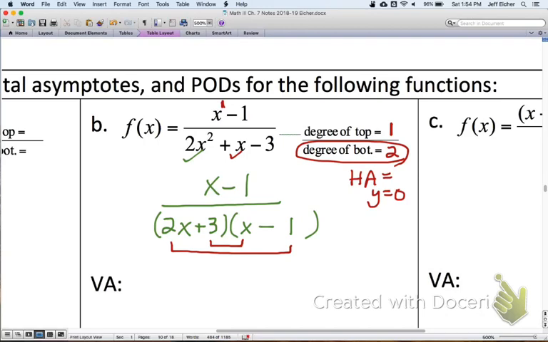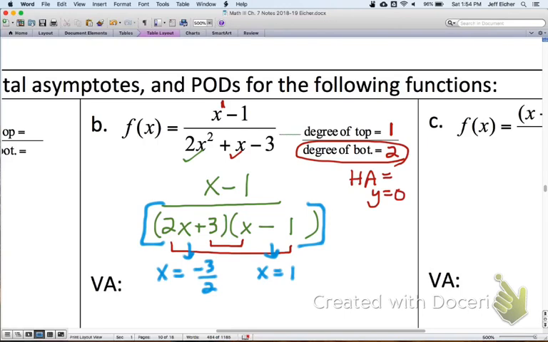So the function's going to approach 0 as it goes to infinity. Again, you look at the denominator for your possible VAs and PODs. This one set equal to 0 would be x equals negative 3 over 2, and this one set equal to 0 would be x equals 1. That's where the function is undefined.